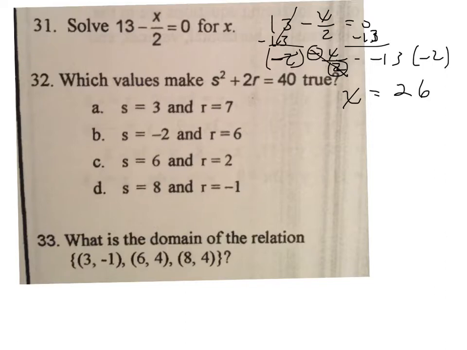Now, on number 32, which values make s squared plus 2r equal 40 true? So I've got to find out what combination of s and r over here makes that true. And if you look at C, C is going to be my answer.